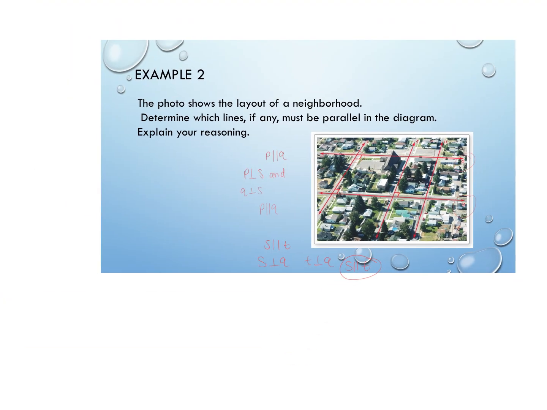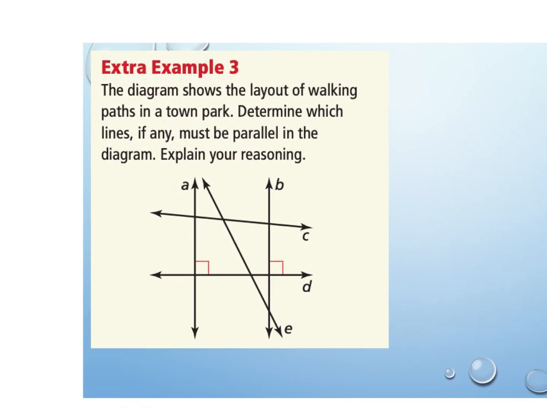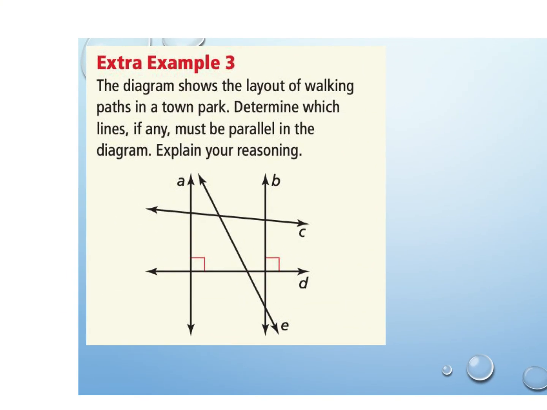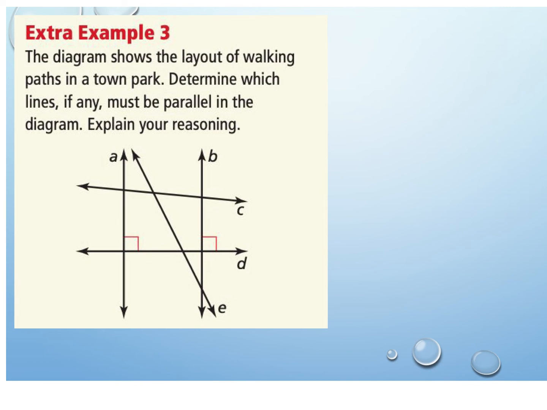Okay, one more. The diagram shows the layout of walking paths in a town park. Determine which lines, if any, must be parallel in the diagram and explain your reasoning. Cody? A and B must be parallel. Do we agree with Cody? I do. Hayden, do you know why?